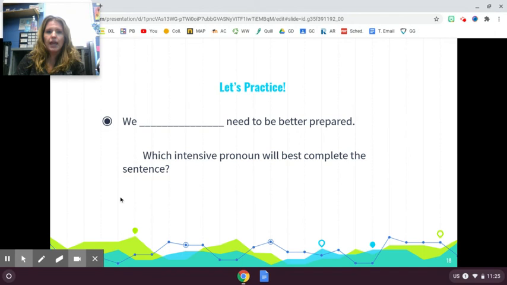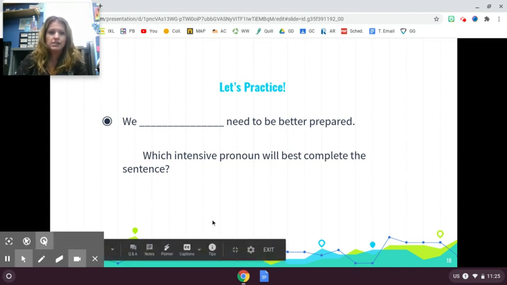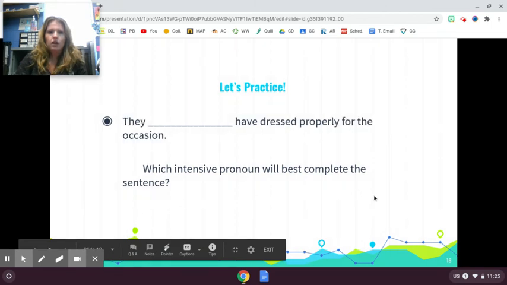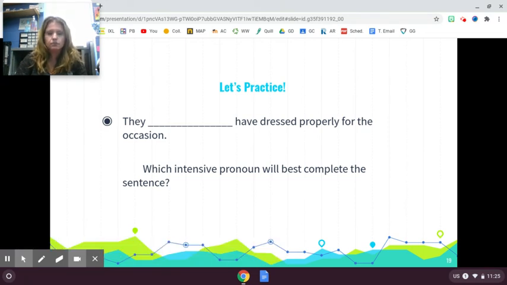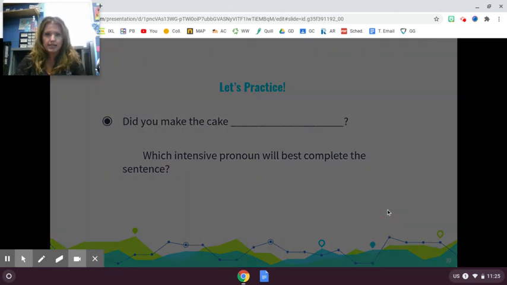All right, we blank need to be better prepared. Which intensive pronoun will best complete the sentence? So not just any word, which intensive pronouns? And it should have been ourselves. We ourselves need to be better prepared, adding that emphasis to that we. They blank have dressed properly for the occasion. Which intensive pronoun will best complete the sentence? And you should have chosen themselves. They themselves have dressed properly for the occasion. Again, just adding that emphasis.